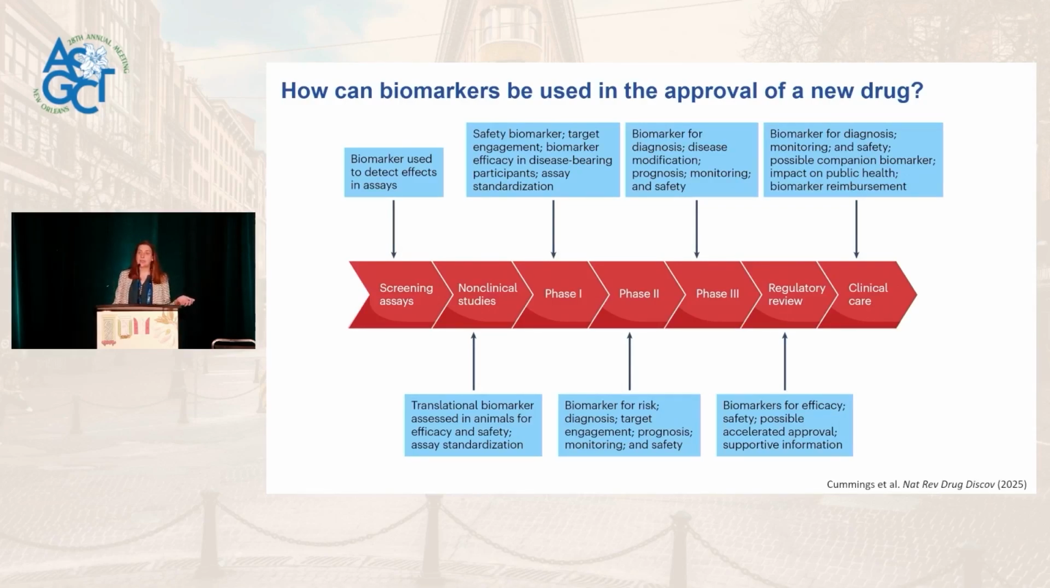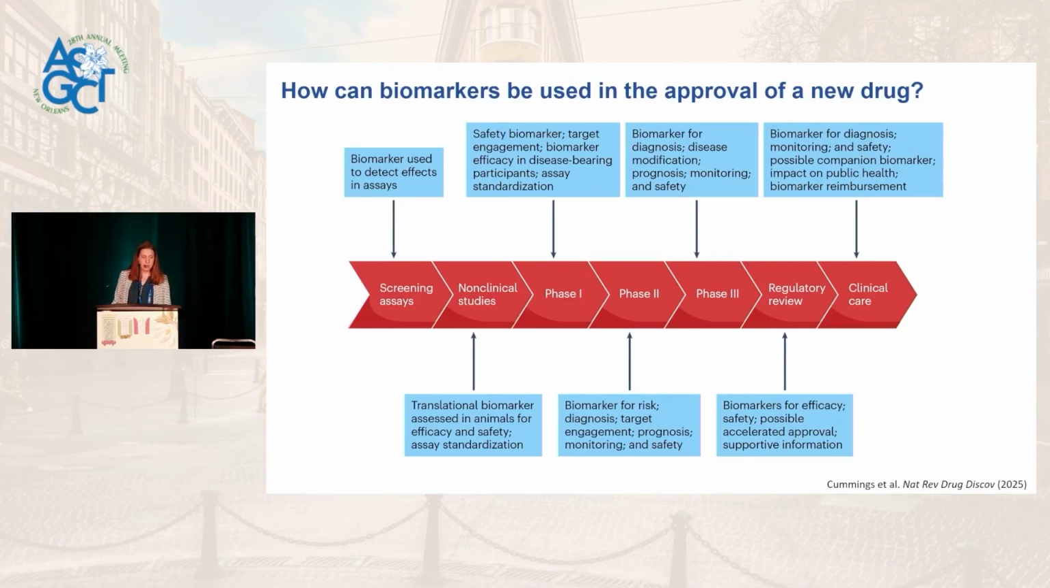You can use them in screening assays in cells in a dish, for example, to see if your drug or your compound is changing some sort of meaningful outcome, in this case, a biomarker. But as you move through your non-clinical studies, things like animal studies, biomarkers are often used to figure out if your drug is acting the way you anticipate it would. You then move into phase 1 trials where safety biomarkers become incredibly important, but also target engagement. Is the drug actually hitting the pathway or the thing of interest that you're trying to correct? You then move to phase 2 and 3, where you start really using biomarkers to measure efficacy and safety at the same time.